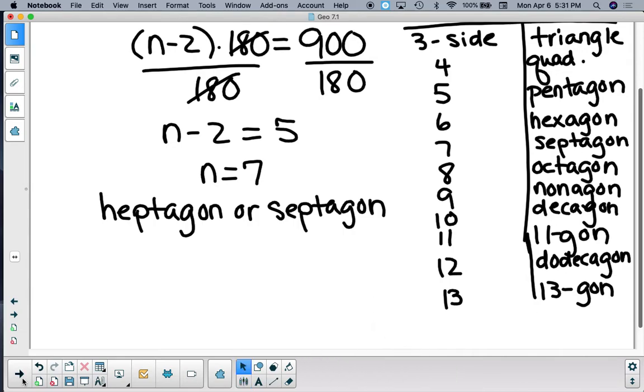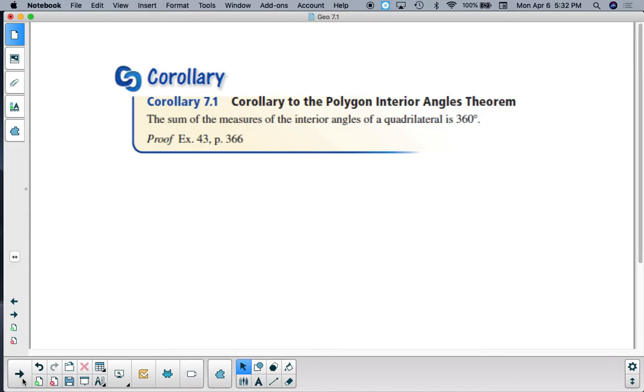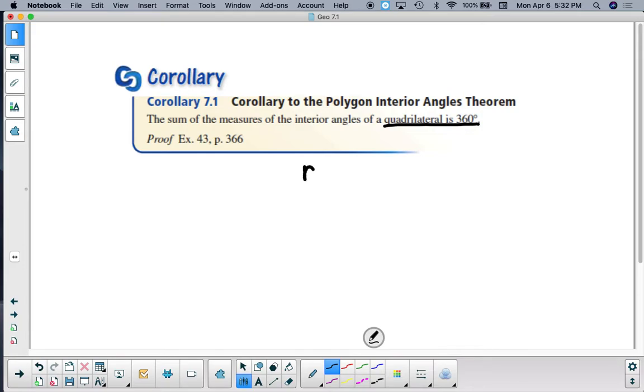Go to the next page. We have a corollary, which is like, by the way, you all need to know this. It says the sum of the measures of the interior angles of a quadrilateral is 360. A quadrilateral has 4 sides. We could have used the formula and gotten it, so you don't really have to remember that. It just makes it kind of easy if you do. So 4 minus 2 is 2.